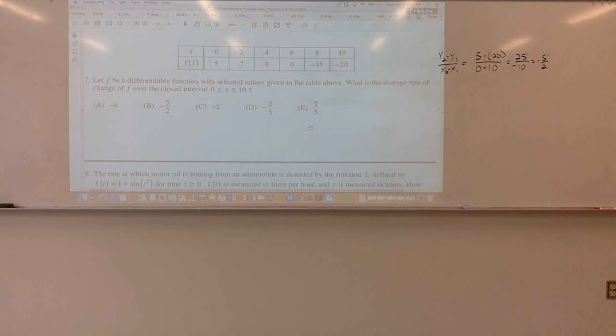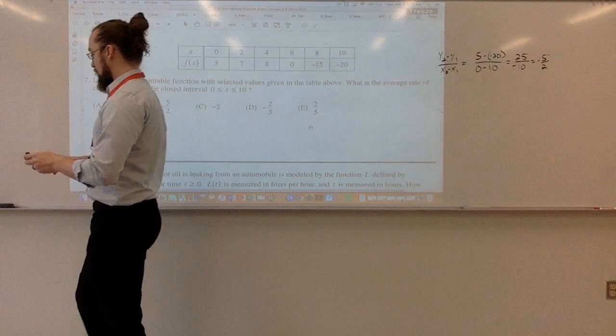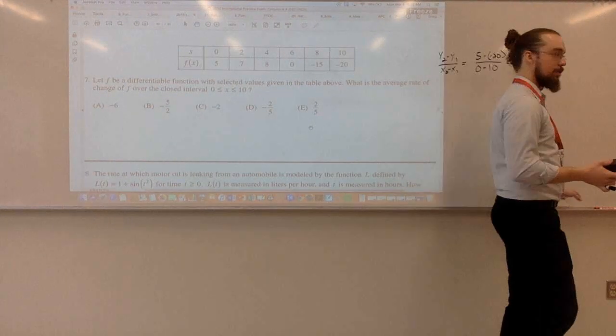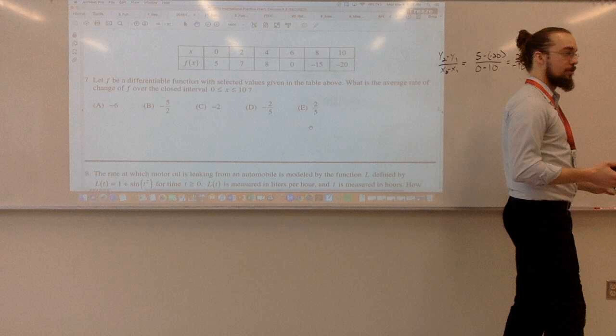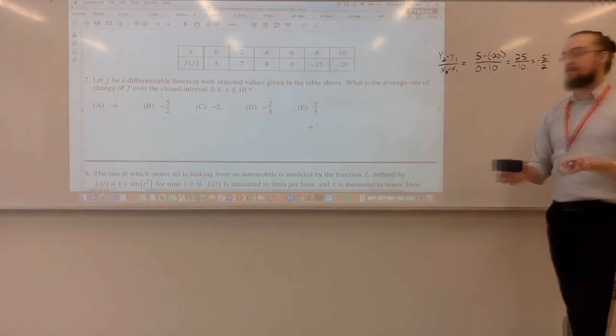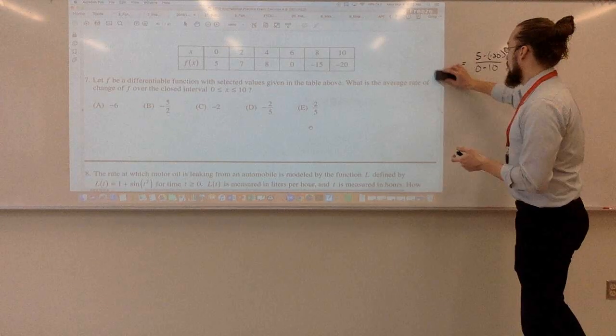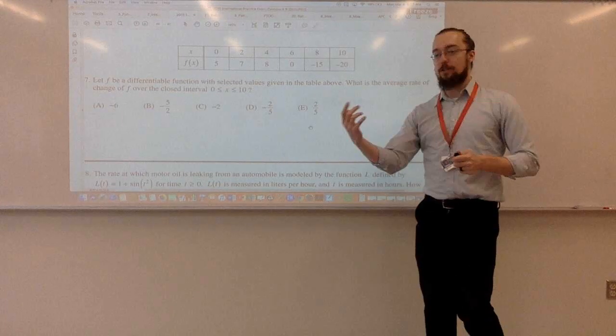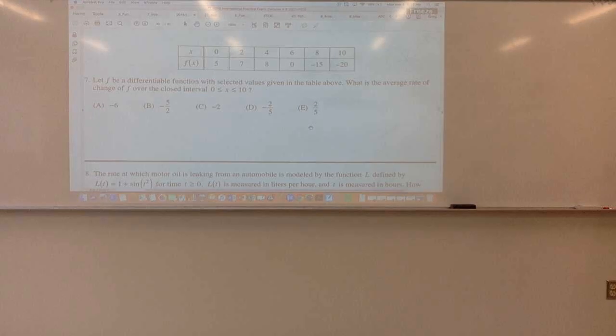So the reason we did an average rate of change question today is that the lesson is going to be average value, which is a completely different thing that students often get mixed up. Okay, so we need to make sure that we're keeping average rate of change straight with average value. But before we get into that, how did the homework go?